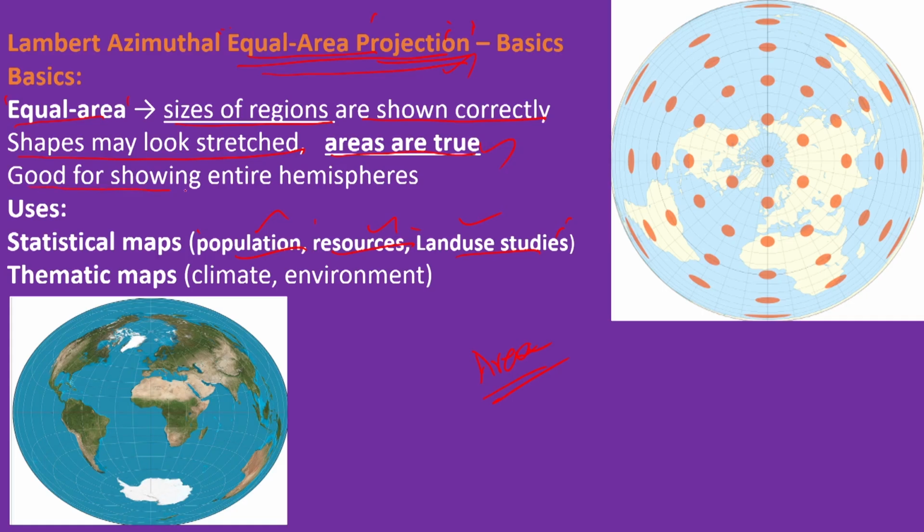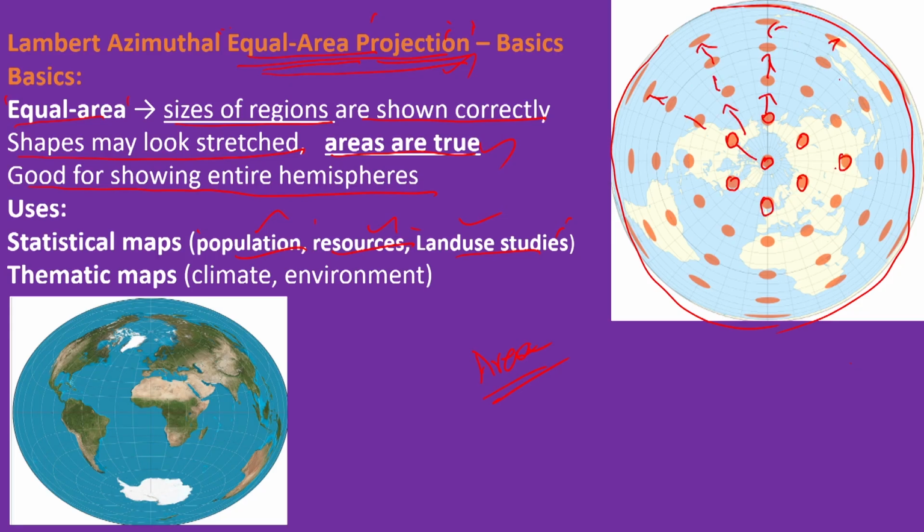Okay. It is good for showing the entire hemisphere. So if we want to show the entire hemisphere, you can directly use this equal area projection. Look at this picture. Look at this circle. Let's say it is a 500 kilometer radius. The shapes are retained till here. From here it is getting distorted. So like this, you can retain the size. It remains the same. The entire hemisphere retains the shapes.